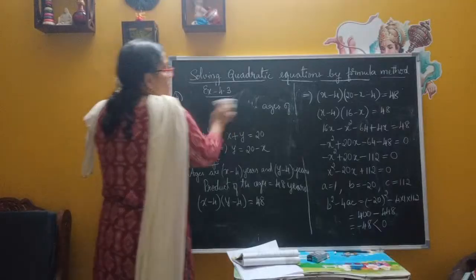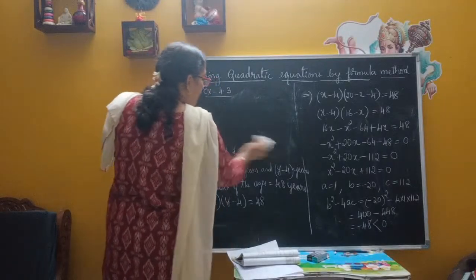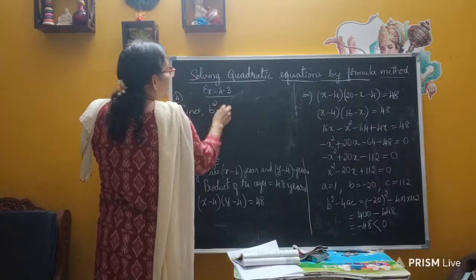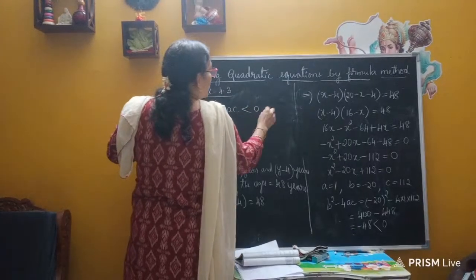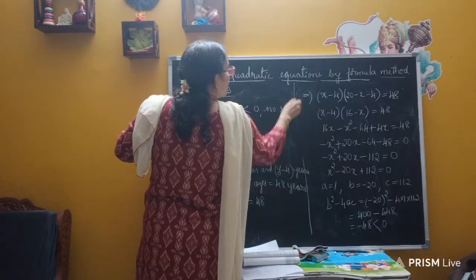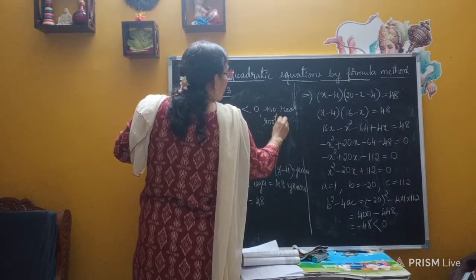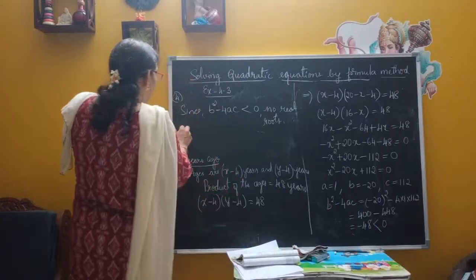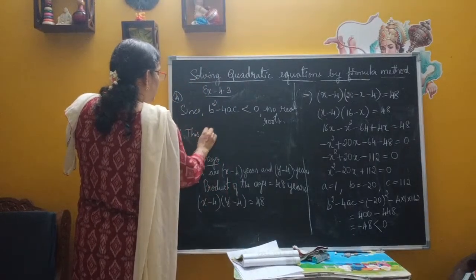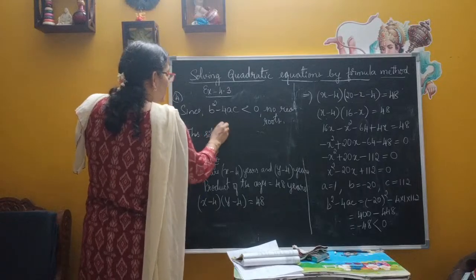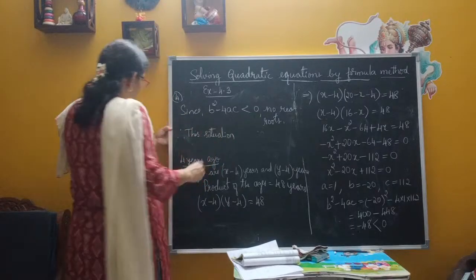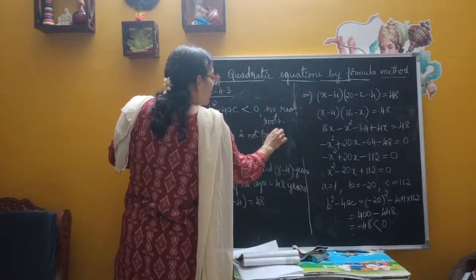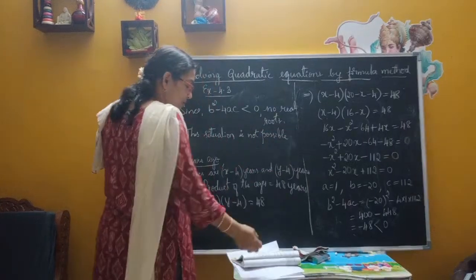Therefore, since b square minus 4ac is less than 0, no real roots. What is the question here? Is this possible? No. So therefore, this situation is not possible.